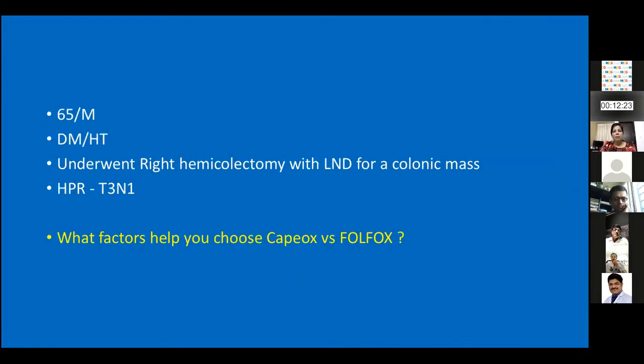So coming to the second case, I have a 65-year-old male patient who has comorbidities of diabetes and hypertension. He underwent a right hemicolectomy with lymph node dissection for a colonic mass, and the histopathology was T3N1. Dr. Gautam, what will be the adjuvant therapy that you will use in this case?